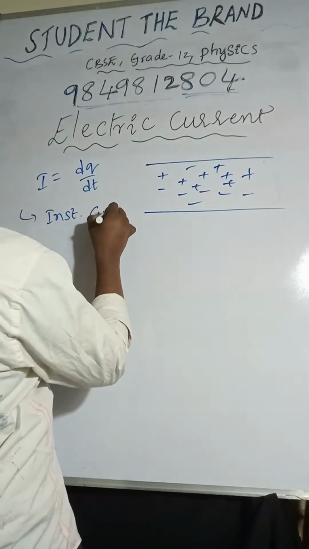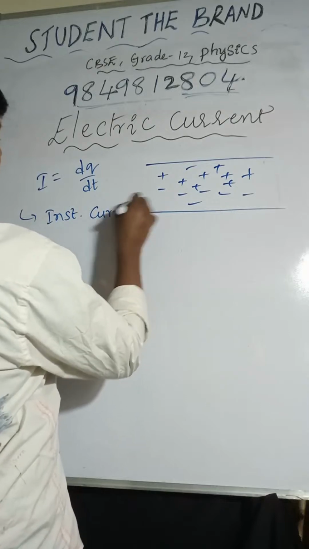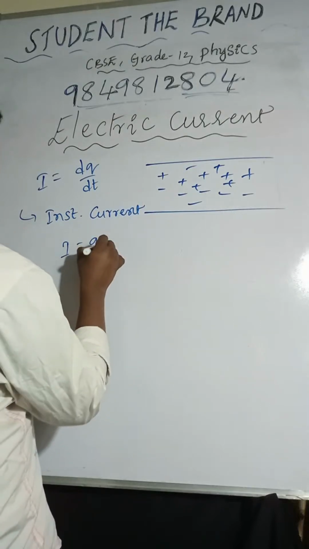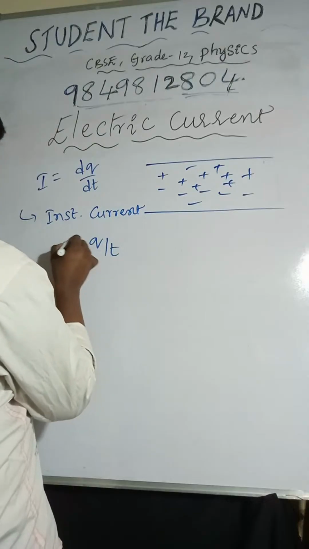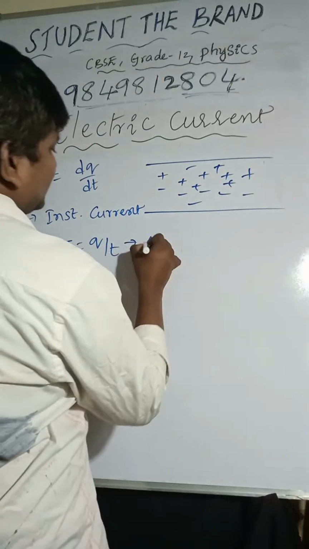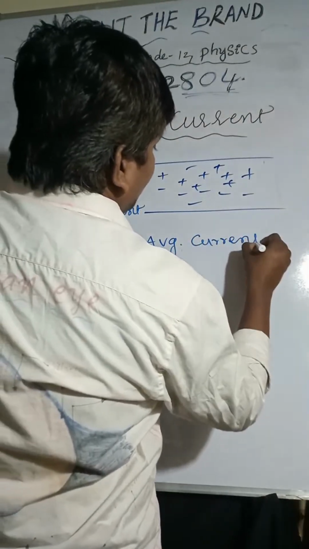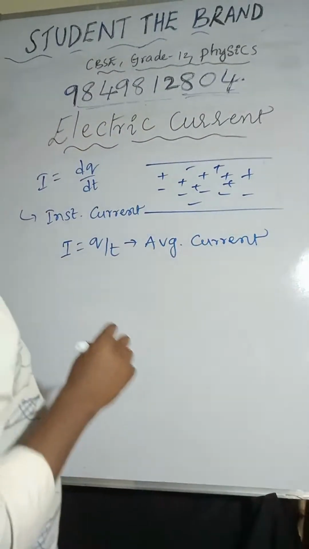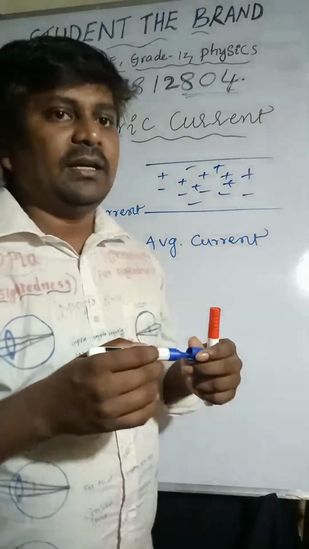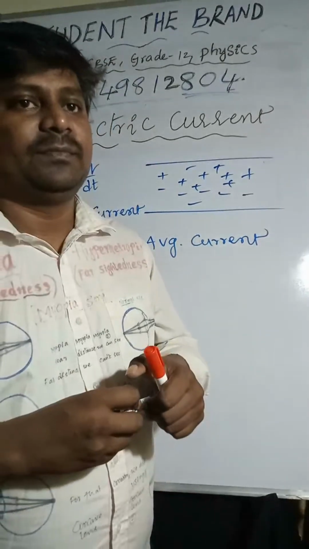Instantaneous current. And I equal to q by t is the average current. Sir, what is the meaning of these two terms, instantaneous current and average current?